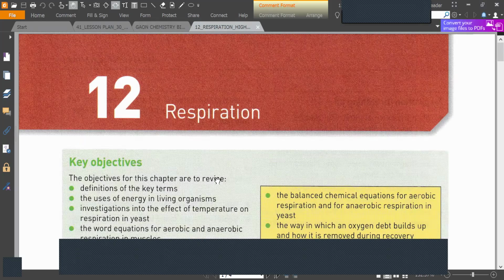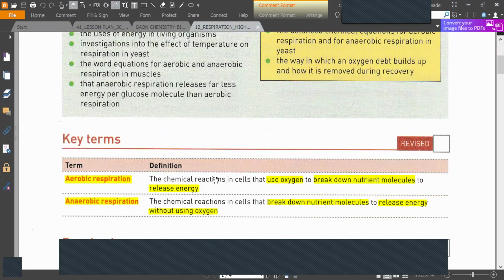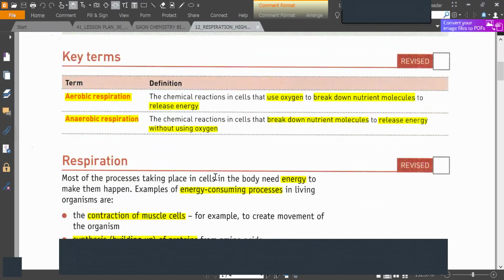So respiration is quite a short and simple topic, very straightforward. Basically, we are learning about two types of respiration. But first, what is respiration? In respiration, we break down glucose to get energy. That is the main idea: it is a process in our body that helps us get energy.